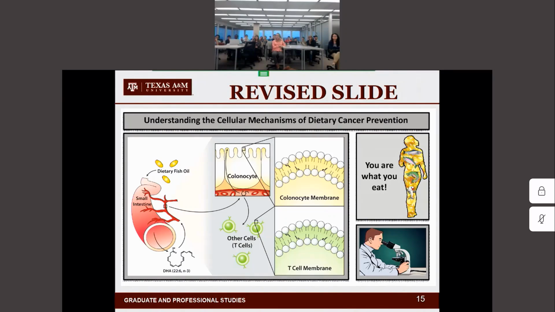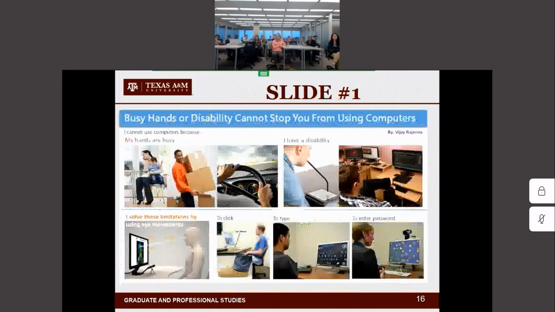I lied. We have another example. Okay. So again, we have a slide here that clearly states what our topic is, using technology without our hands. And we see some examples of folks doing that, how they might use it. Is there anything about this slide anybody would change? Maybe something that doesn't work?